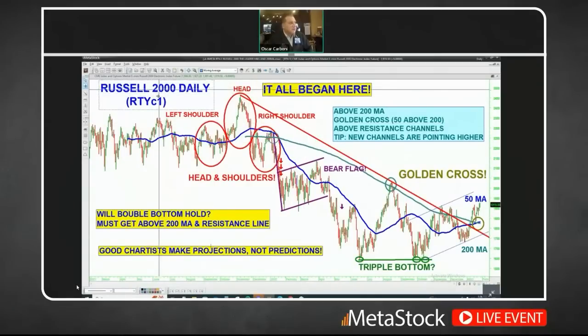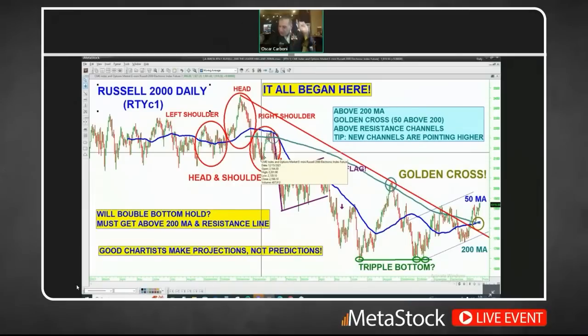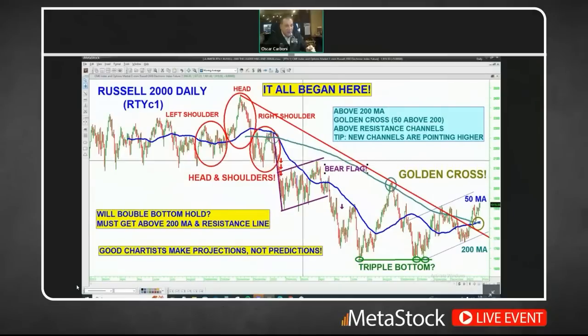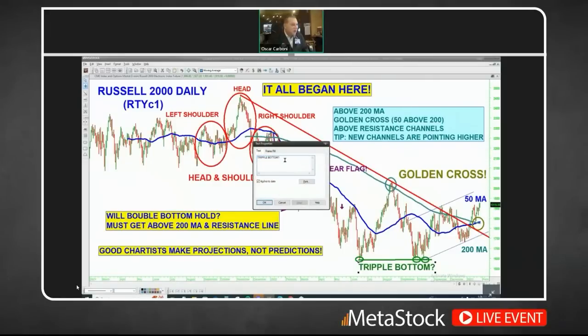Okay, so it all began here with the Russell. I kid you not, the Russell was the first one to crack. It was the first one to put the head and shoulders in. Yes, transportation average had a capitulation day, but then it sort of mellowed out. The Russell immediately went into a big bearish formation, secondary bearish formation called the bear flag, cracked seriously. But when we looked at this chart last together, we were at the triple bottom. Will it hold? There's a question mark here. Well, absolutely. Let's get rid of the question mark now that we're back to this chart again. It did hold. Question mark gone. That's an exclamation point now. So it held.